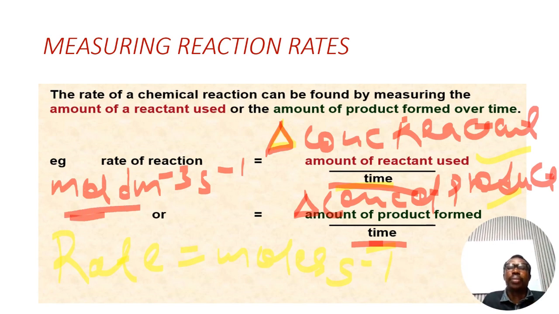So the rate of reaction of a chemical reaction can be found by measuring the amount of reactant used or the amount of product formed over time, because during a chemical reaction, the concentration of the reactant decreases over time and the concentration of the product increases over time. The reactant is used up and the product is formed. So the decrease in concentration of the reactant can be measured over time, or the increase in concentration of the product can be measured over time. With that, we can get the rate of a reaction, how slow or how fast that reaction is.